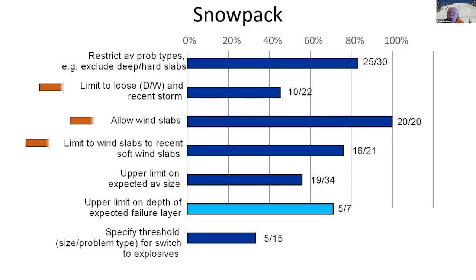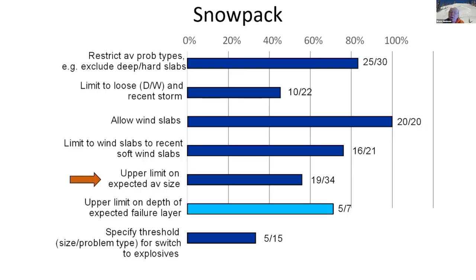Only 10 of 22 operations limited ski cutting to loose or recent storm avalanches. 20 of 20 allowed wind slabs to be ski cut. 16 of 21 limited wind slabs to the recent soft wind slab or to recent soft wind slabs.